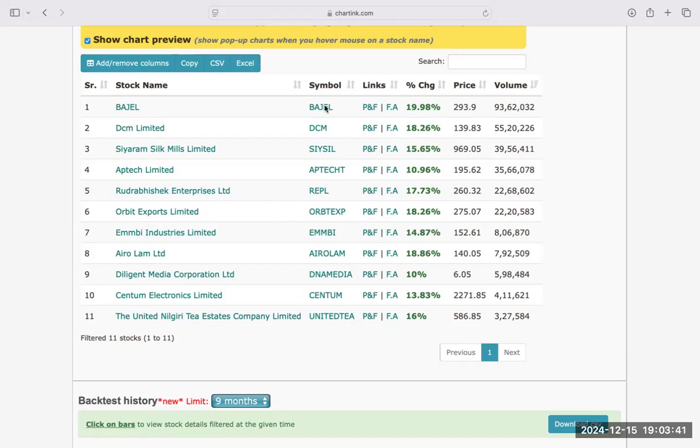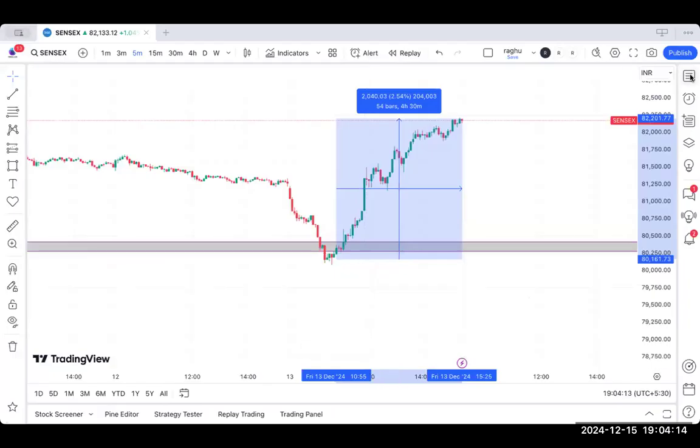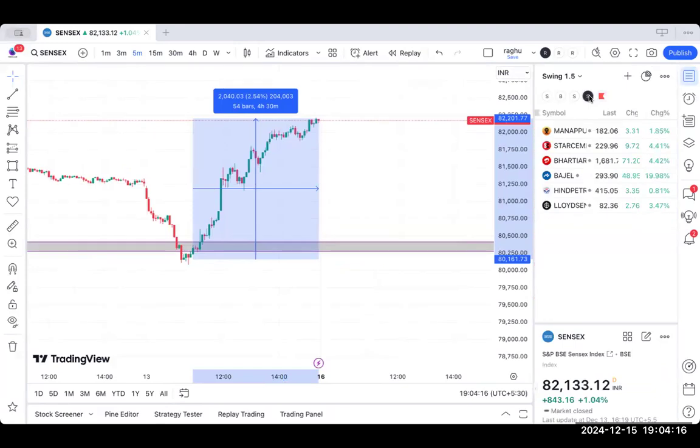Now, for example, let's see how to use the intraday scanner, which everybody already has, how to use this in a chart, how to understand the chart, and how to book profits. Quickly, I'll explain, so please give complete focus and write it down if there is anything you want to note. Now, Bajel, DCM, Serum Silks, we got these three stocks. What we do is go back to our TradingView chart and add these to our watchlist. I think I have already added.